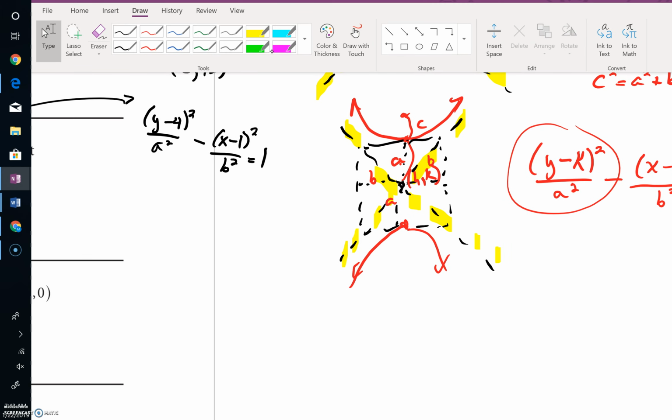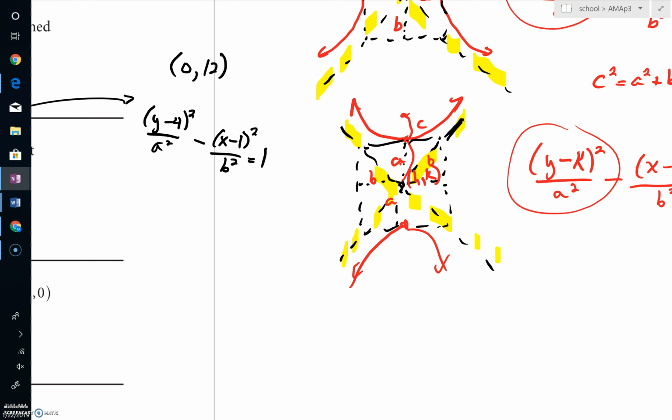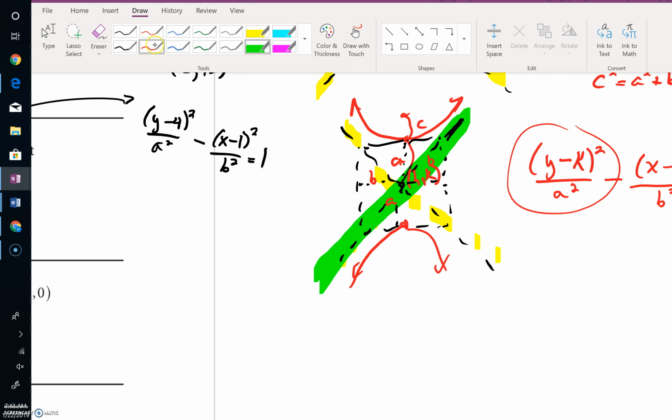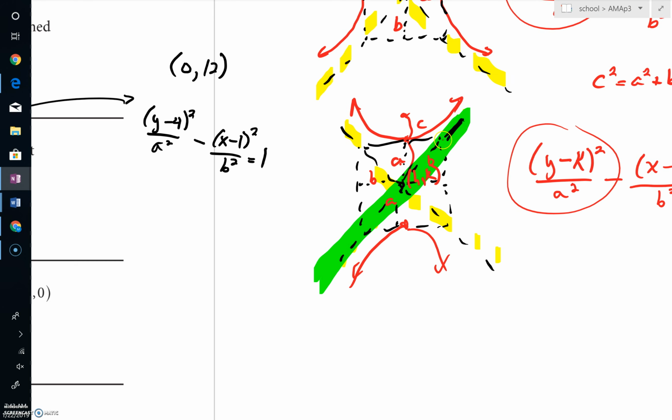What I want to show you is, look at this green, let's just look at this positive slope right here. You can see that that slope would be rise over run. And for this green line, going from your center, you go up A, you go right B. So the slope is going to be A over B, right?